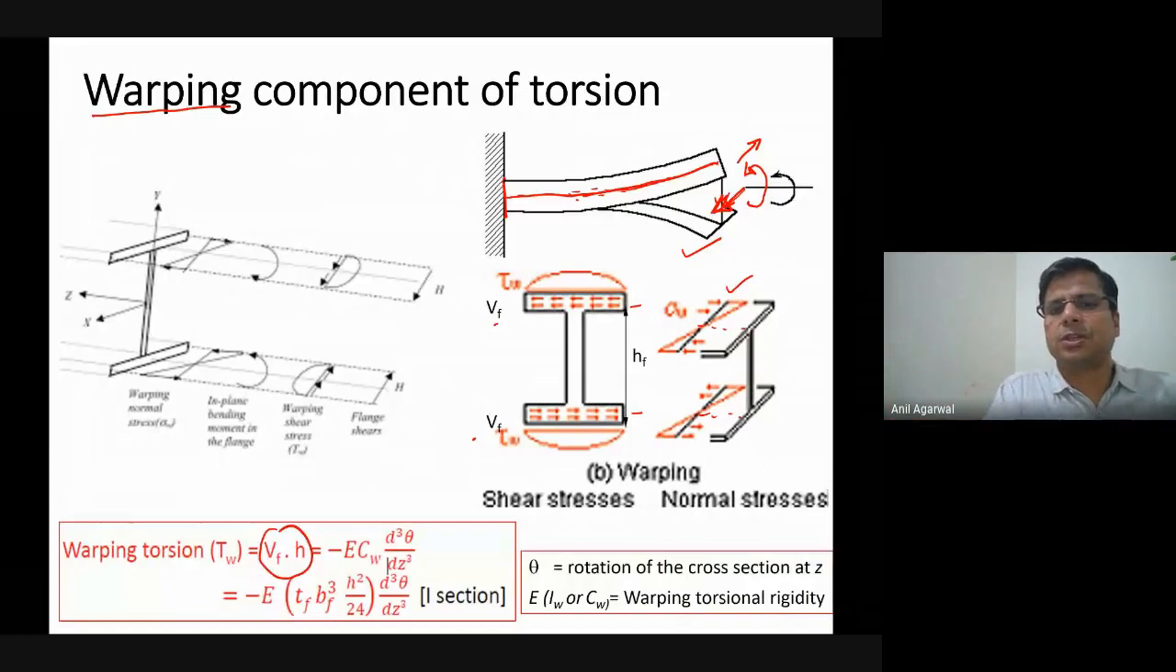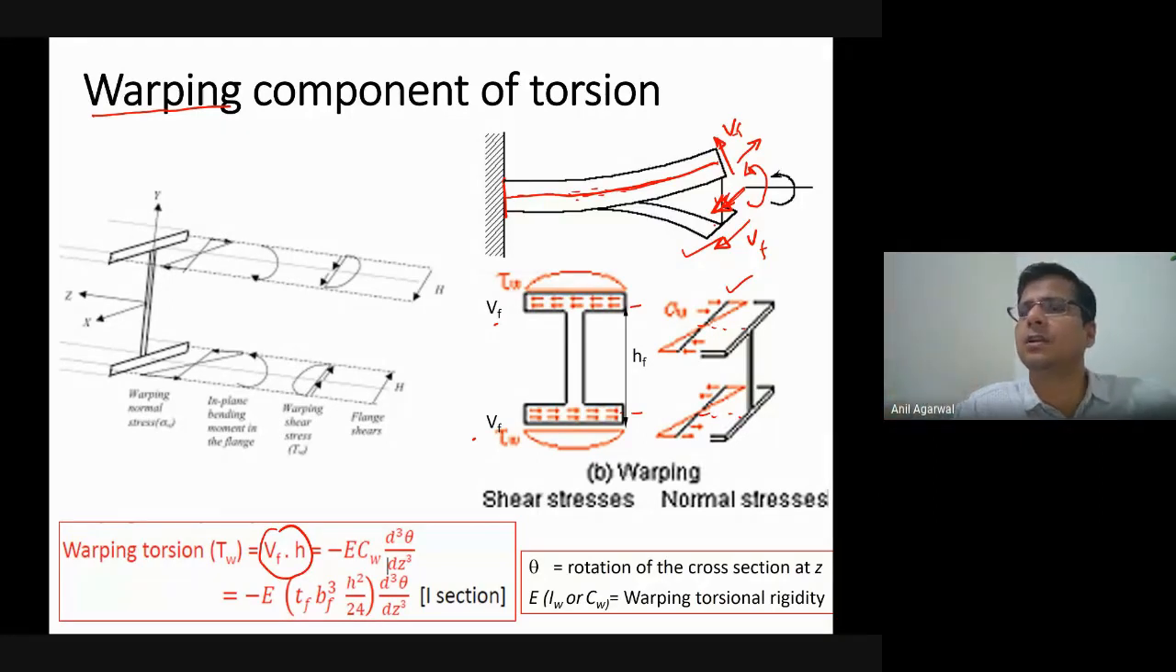What is happening essentially is that the top flange is being pushed one way, and the bottom flange is being pushed the other way, right? So if you look here, the top flange is being moved this way and the bottom flange is being moved this way. So there is a force VF applied to the bottom flange, and the same force VF is applied to the top flange. And the distance between the two flanges multiplied by VF will give you the additional torsional moment.